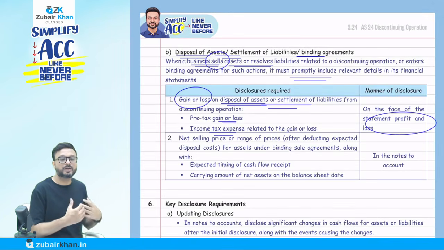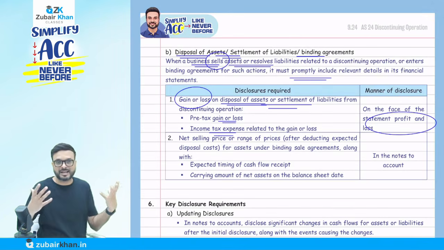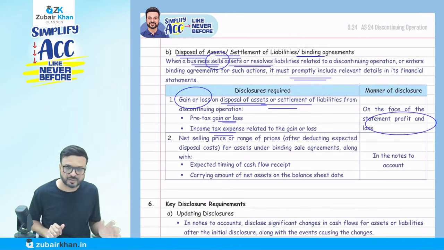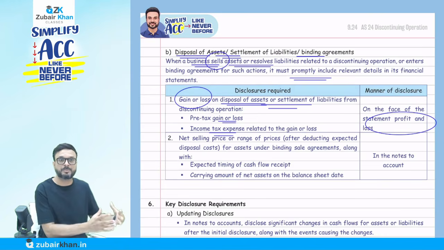So we have not yet sold it completely. We have 10 assets, and we have sold, suppose, 6 of the 10. How much profit or loss on that? We have settled the liability. How much profit or gain or loss on settlement, that we have to show separately in the P&L account.